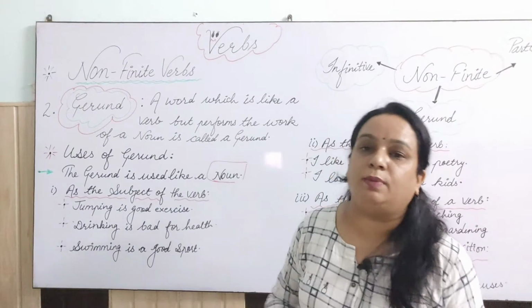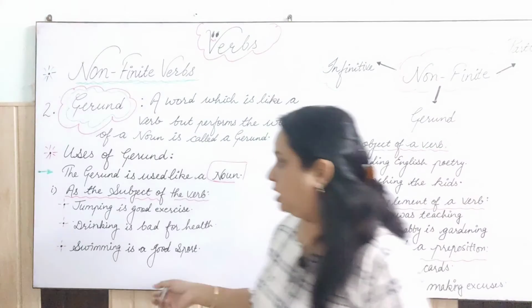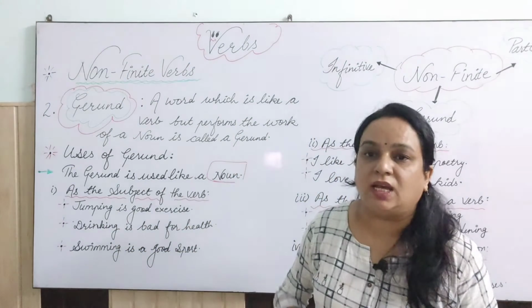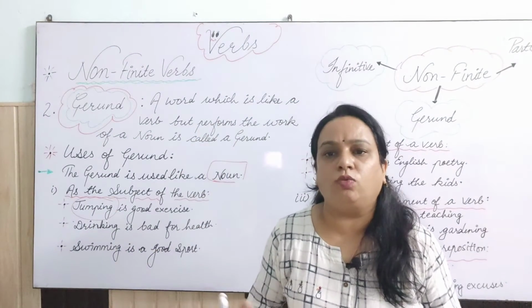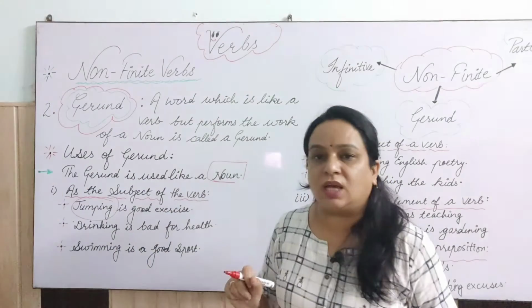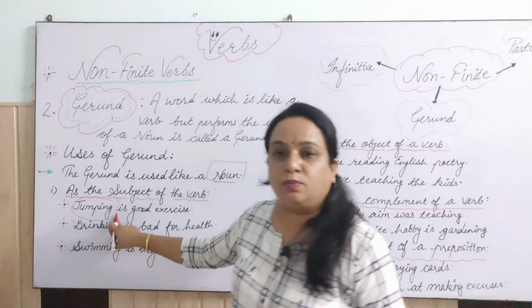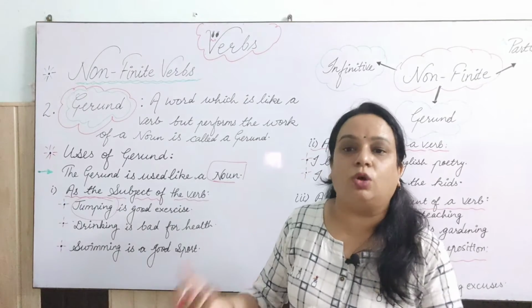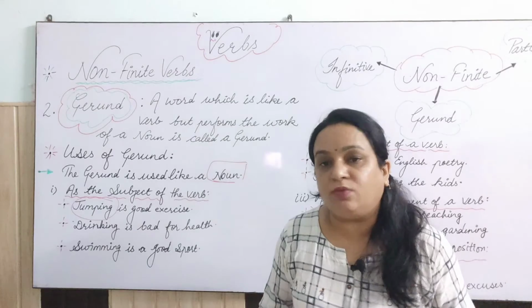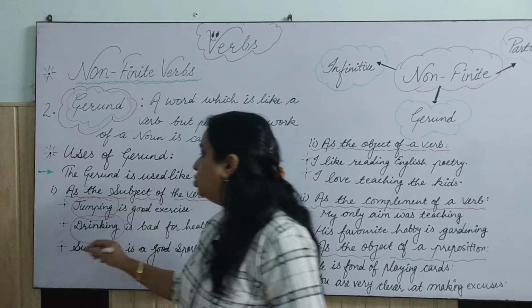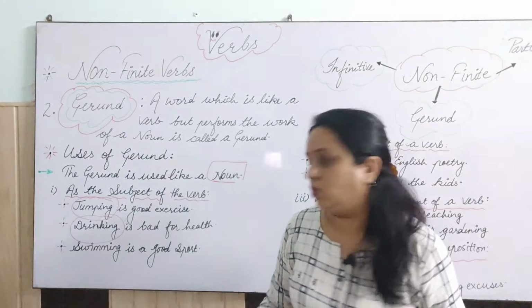Let's understand with the help of examples. And the examples I am taking are the same which I have used earlier. Jumping is good exercise. So here what is the subject? Who or what, right? What is good exercise? Jumping is good exercise. Here this is working as subject, because it is answering what or who. Drinking is bad for health. So what is bad for health? That is drinking. So this is working as subject here, and moreover this is a noun also, right?